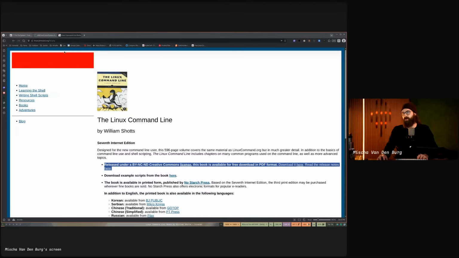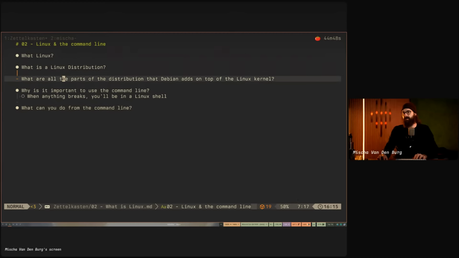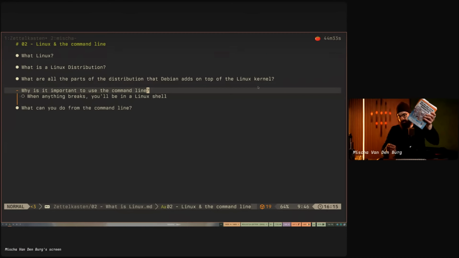But now when, for example, we have these questions of what is a Linux distribution and what are all the parts of a distribution that Debian adds on top of the Linux kernel, then the first place where I would go is the Unix and Linux System Administration Handbook, okay? That's the first place where I would go.